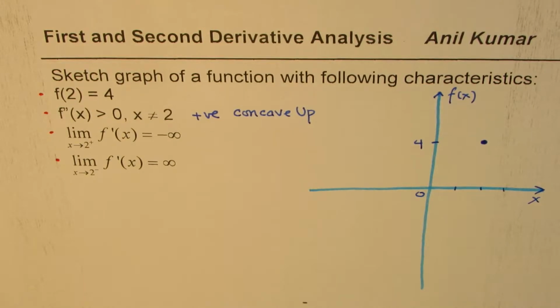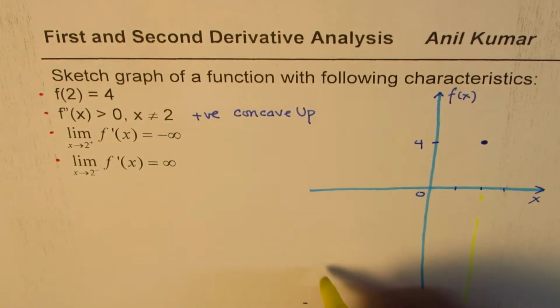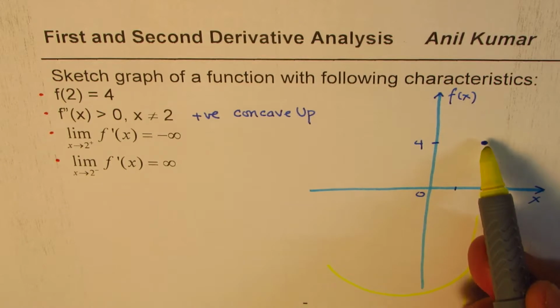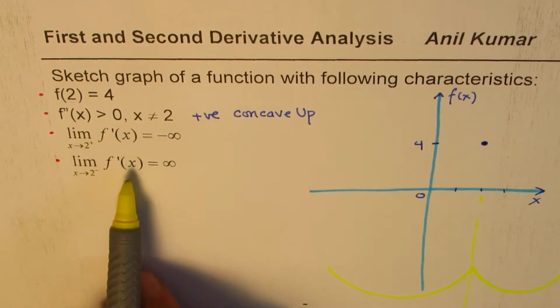That is to say that except at the point 2, everywhere else we are talking about a shape which is kind of like this. Do you see that? Now this shape itself gives you the major characteristics of the graph. Once you have this kind of shape, with this you can analyze the other conditions.